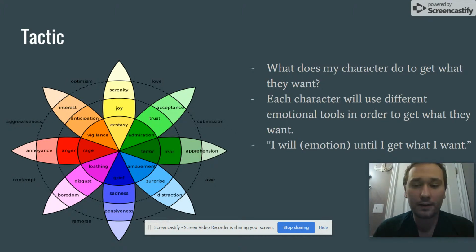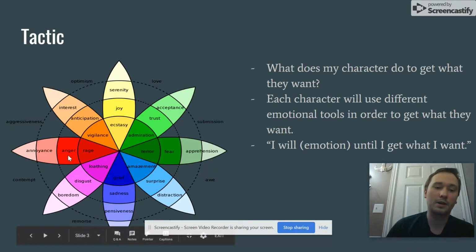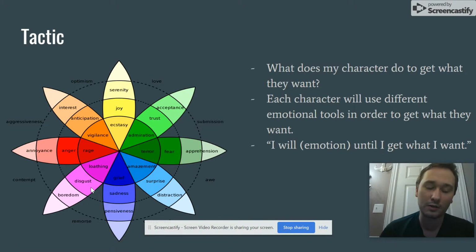So a good way to explain a tactic is this statement down here: I will emotion until I get what I want. So I will be angry until I get what I want. I will be disgusted with you until I get what I want. I will fear you or terrorize you until I get what I want, etc.